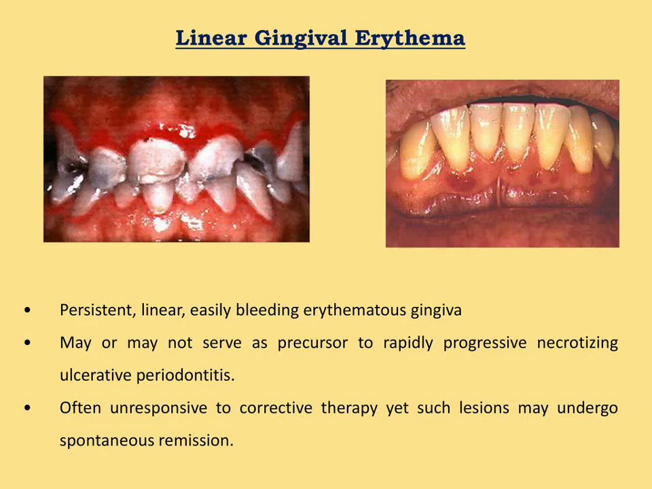Next is linear gingival erythema. Persistent, linear, easily bleeding erythematous gingiva may serve as a precursor to rapidly progressive necrotizing ulcerative periodontitis, often unresponsive to corrective therapy, yet such lesions may undergo spontaneous remission.